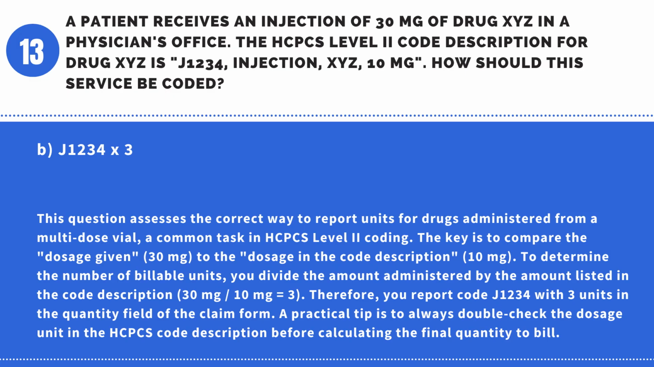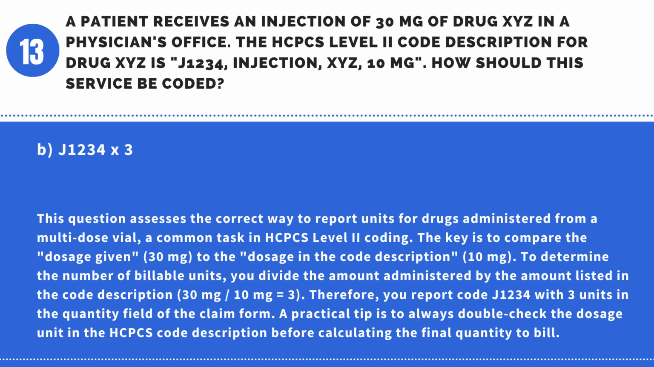J1234X3. This question assesses the correct way to report units for drugs administered from a multi-dose vial, a common task in HCPCS Level 2 coding. The key is to compare the dosage given, 30 mg, to the dosage in the code description, 10 mg. To determine the number of billable units, you divide the amount administered by the amount listed in the code description, 30 mg/10 mg equals 3. Therefore, you report code J1234 with 3 units in the quantity field of the claim form.